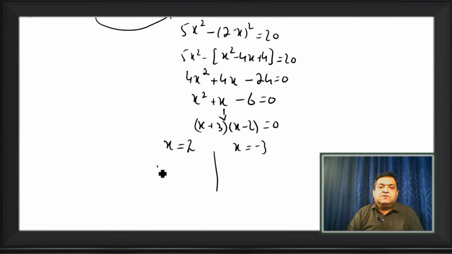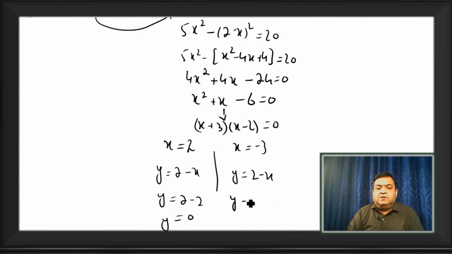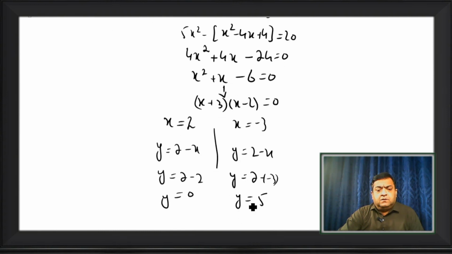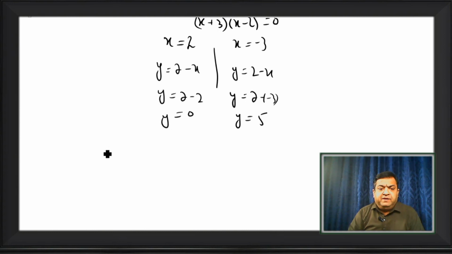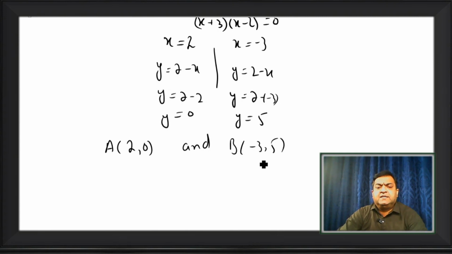What was y in this case? y was 2 minus x. So one by one we will put the values of x. y will be 0 for 2 and y will be 2 minus minus 3, so y will be 5 for minus 3. So our 2 points A and B are, the first point A will be 2 and 0 and B will be minus 3 and 5. Remember, the points where the two graphs intersect is their simultaneous solution.